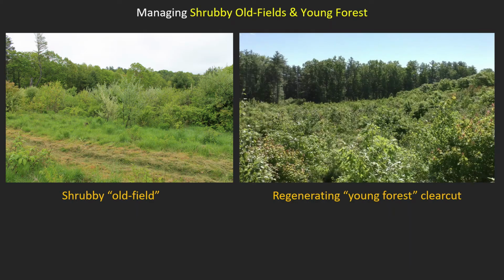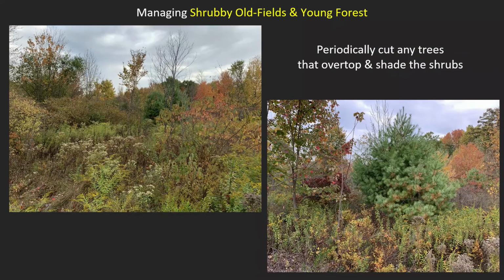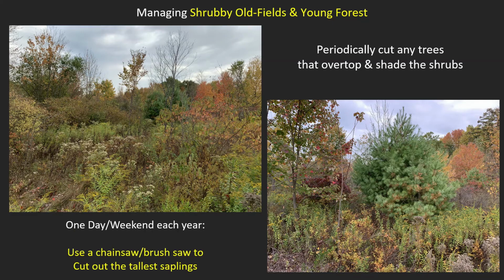Creating shrubby old fields is accomplished by simply allowing shrubs and saplings to grow up into a field naturally. Or we use timber harvesting to clear an area of forest and then allow the trees to regrow naturally. Once shrub species are established, you don't really need to ever cut the shrub species. But eventually, you will need to periodically cut trees that begin to overtop and shade out the shrubs.